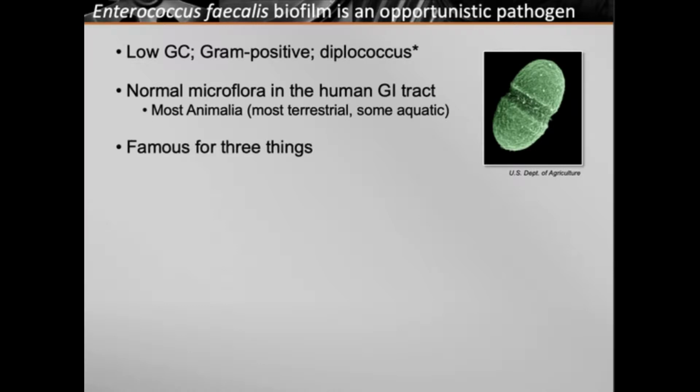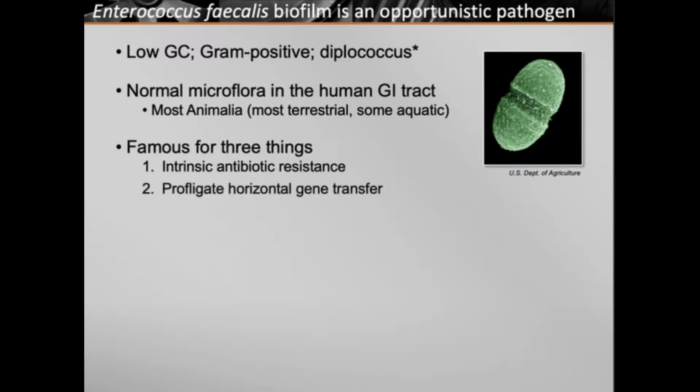Enterococci as a group are really famous for 3 things. The first is that they are intrinsically resistant to 3, or depending on how you look at it, 4 antibiotic classes. This is a big deal when you get an infection with an enterococci because it gets to be hard to treat. They also have a very well described and understood horizontal gene transfer system. So they are really good at shipping both antibiotic and other genes back and forth between them. And they are extremely environmentally adaptable.